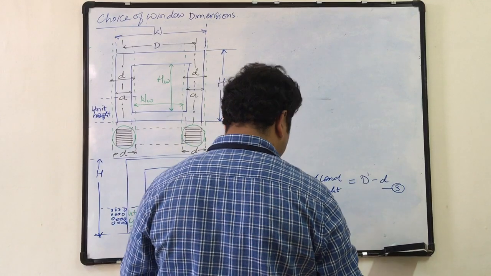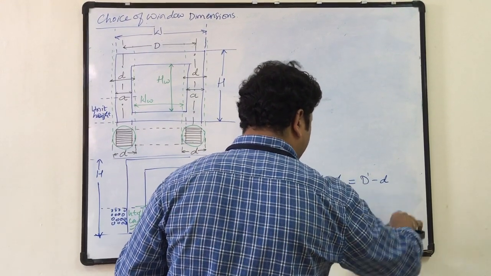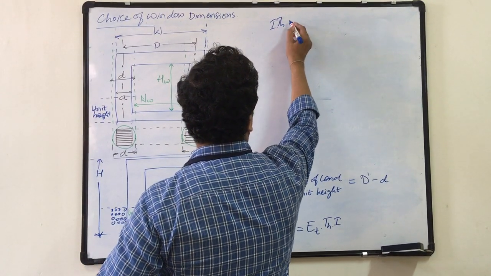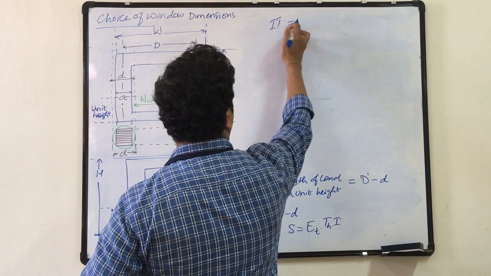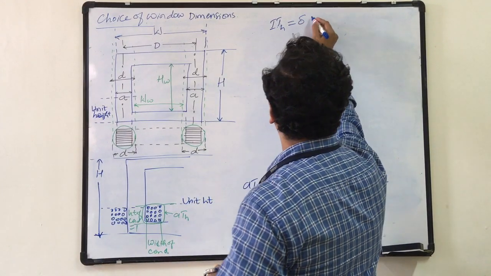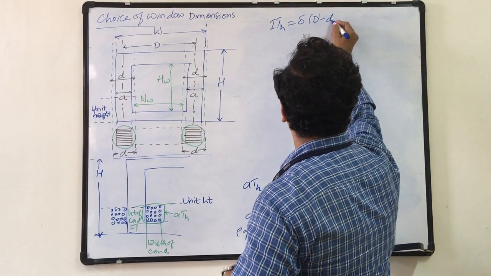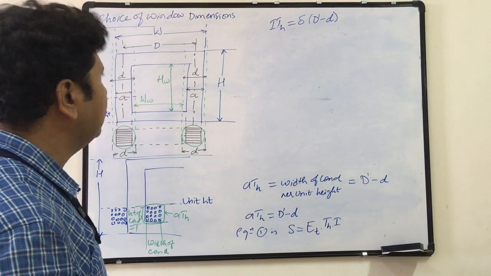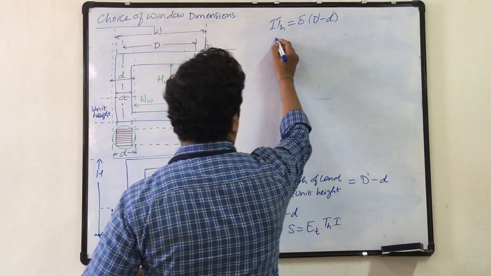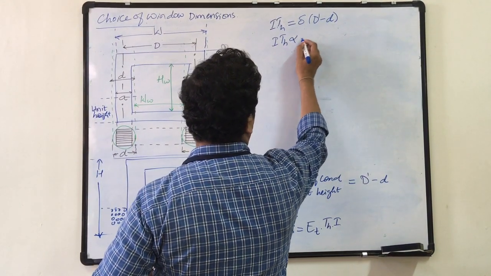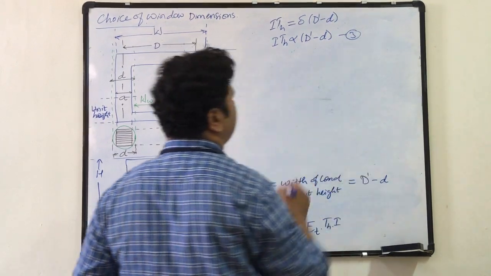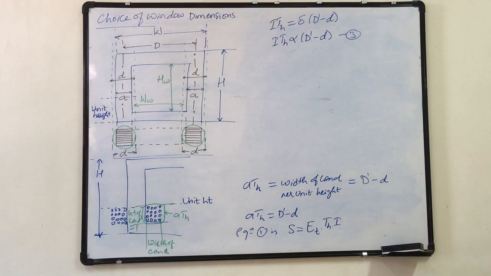One more thing we will take, not this as equation 3. Now what is I into TH? I into TH is equal to delta into D dash minus D, this is delta E into TH. So I into TH is proportional to D dash minus D. This as equation 3 you take. So this is equation 3.